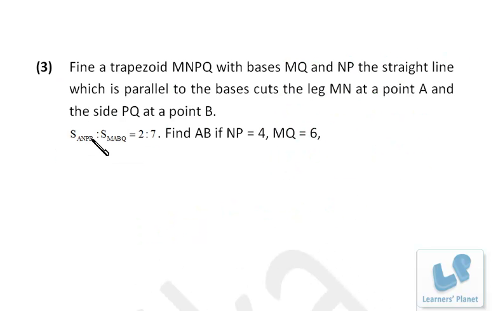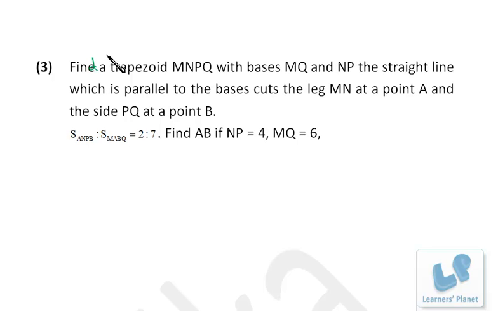Now let's try this problem. Find a trapezium MNQP with bases NQ and NP. The straight line which is parallel to the bases cuts the legs, a leg MN at point A, and this area of both the parts is given. Find AB if NP is equal to 4 and MQ is equal to 6.